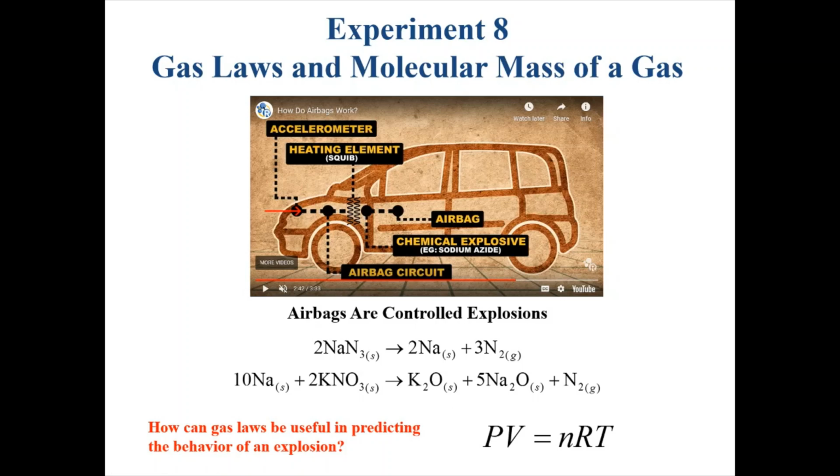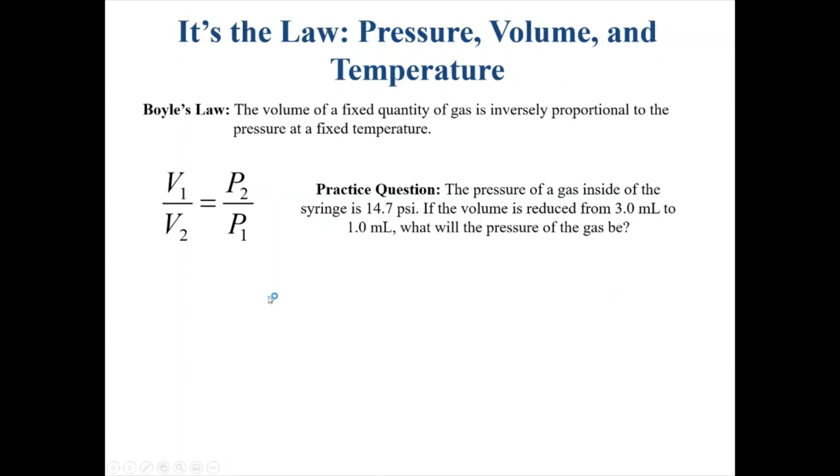So what we're going to look at in the next few slides are some of these behaviors: Boyle's law, Charles' law, Avogadro's law, Amontons' law. We're going to look at those different behaviors of gases and those relationships, and then compare that with the ideal gas law, which combines all of them into one nice equation. The ones that you've heard about in class are Boyle's law, for example, which says that the volume of a fixed quantity of gas is inversely proportional to the pressure at a fixed temperature.